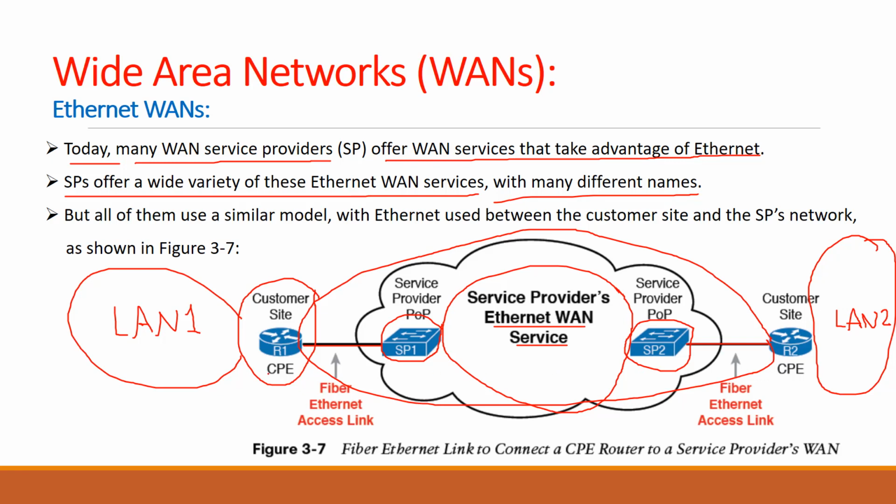So the router is called the customer premises equipment because it's related to the customer, and the switch is called the service provider point of presence.